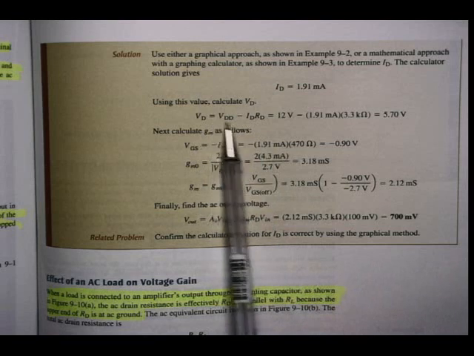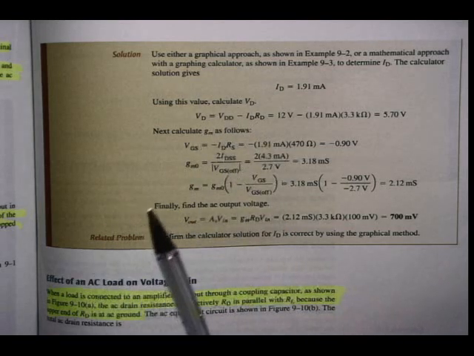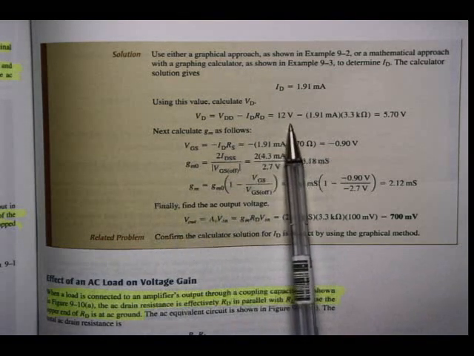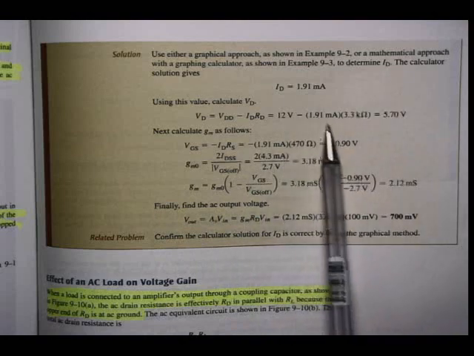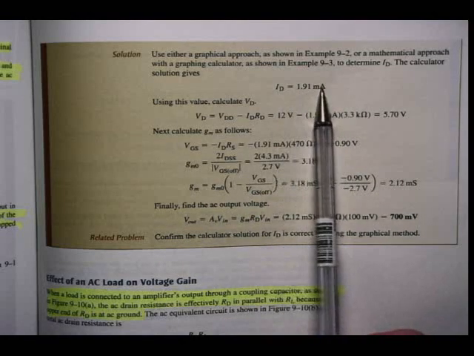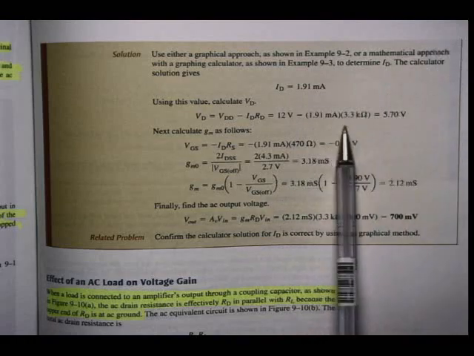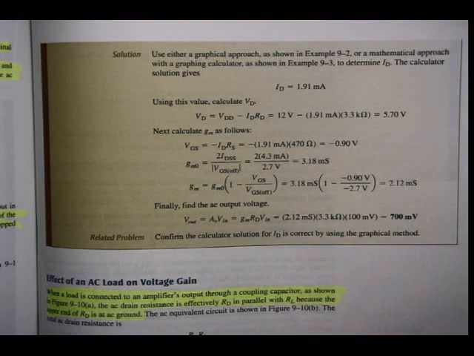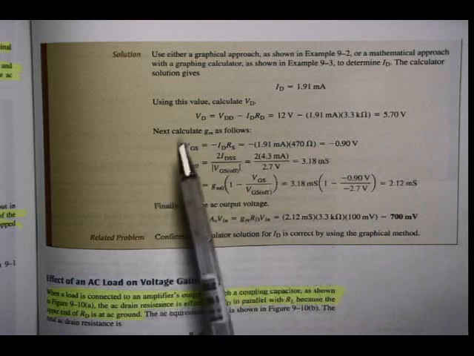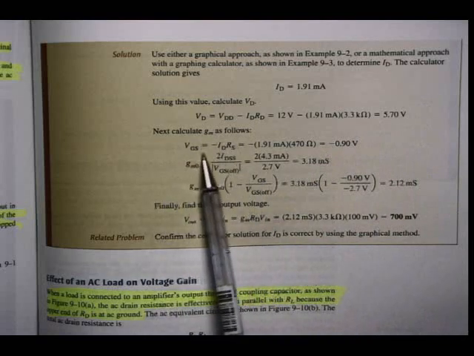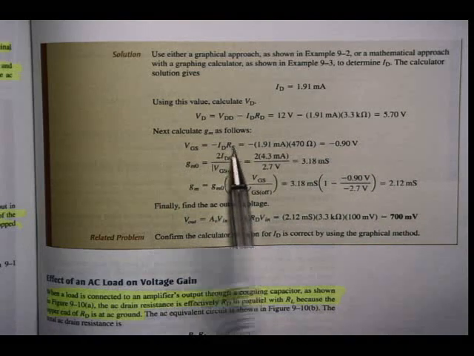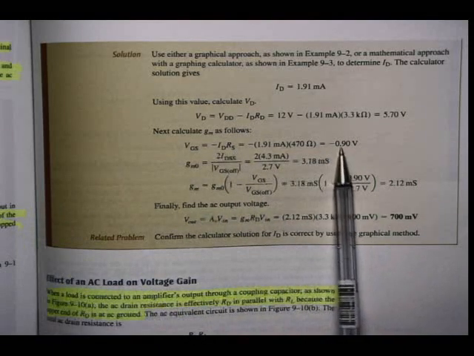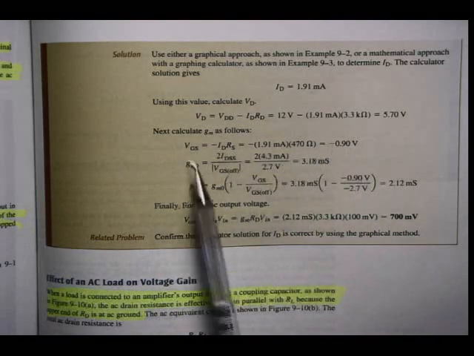VD is equal to VDD minus ID RD: 12 volts, the supply, minus the 1.91 milliamps that I've just determined graphically, times the value of RD, 3.3 kilo ohms, gives me a value of 5.7 volts. Just remember to work your answers accurately to 3 decimals. Next, I can calculate gm. VGS is equal to minus ID RS, minus 0.9 volts in this case. gm 0.